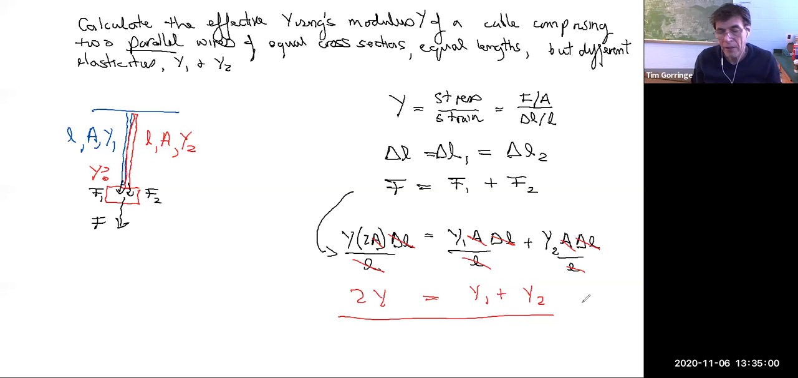Also, if one wire had a much bigger Young's modulus and one wire had a much smaller Young's modulus, the Young's modulus of the cable as a whole is going to be determined by the Young's modulus of the stronger material. The stronger material takes over and handles most of the stress, most of the load.